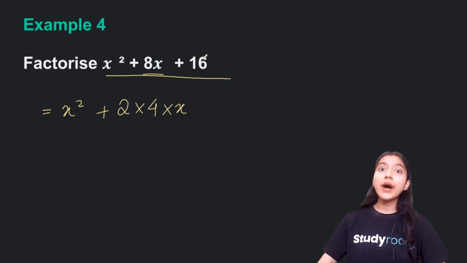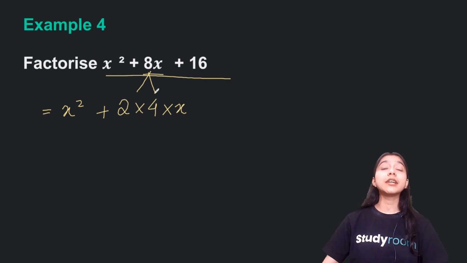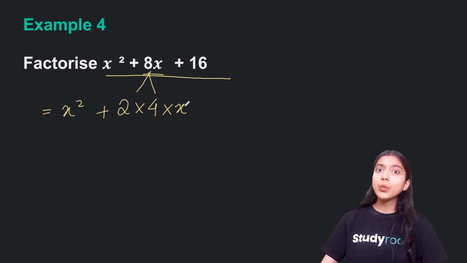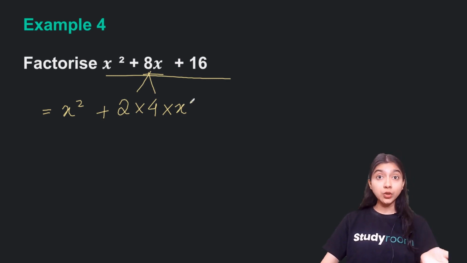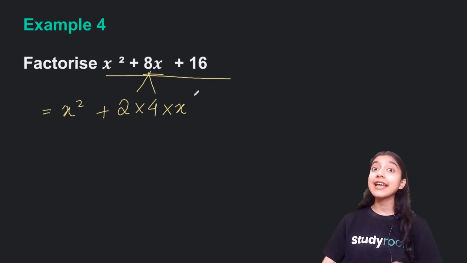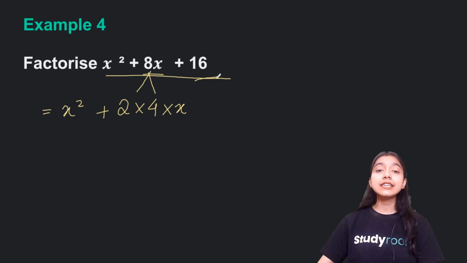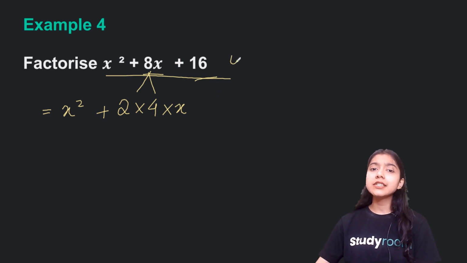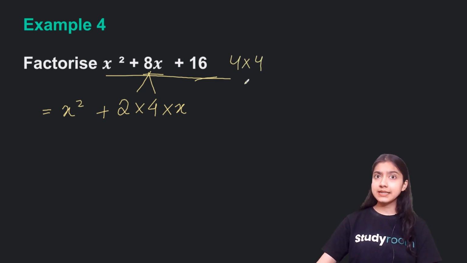You will get to know why I have written 8x as 2 multiplied with 4 multiplied with x. We could have written 8 as 2 multiplied with 2 multiplied with 2, but we wrote 2 multiplied with 4 multiplied with x. I'll explain it to you. Now 16 can be written as 4 multiplied with 4, isn't it?